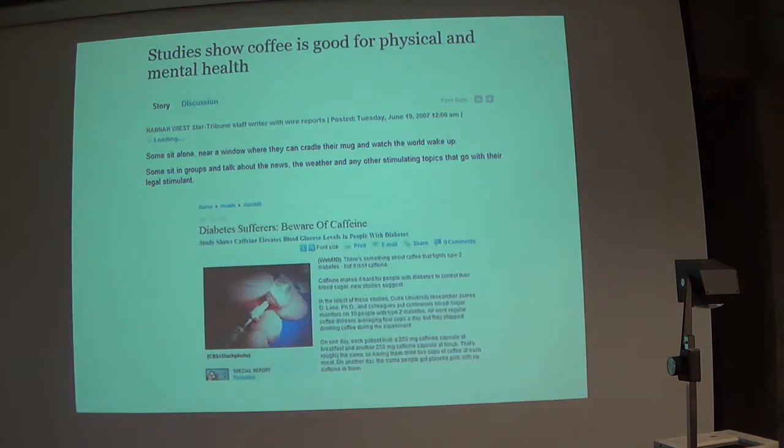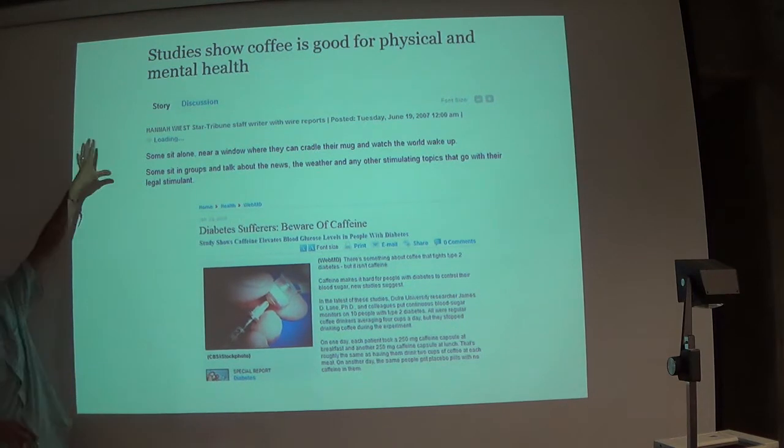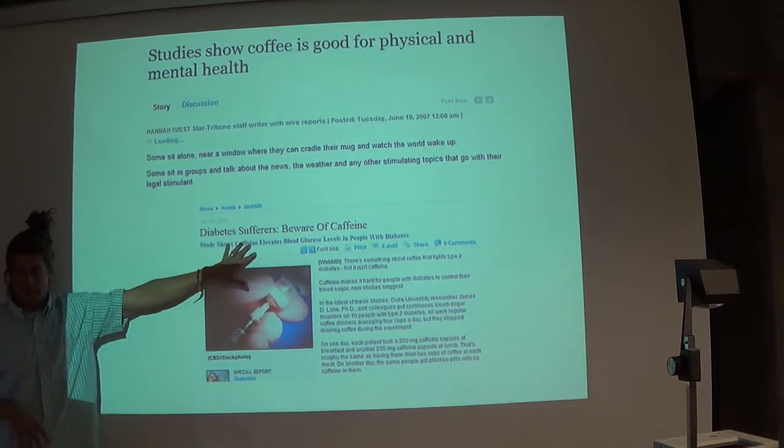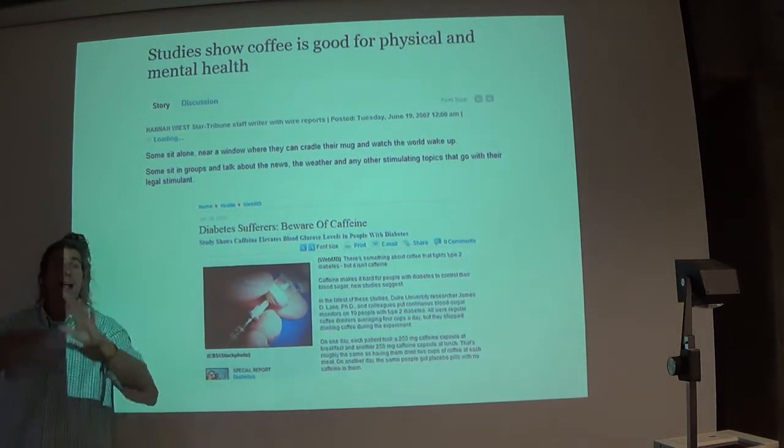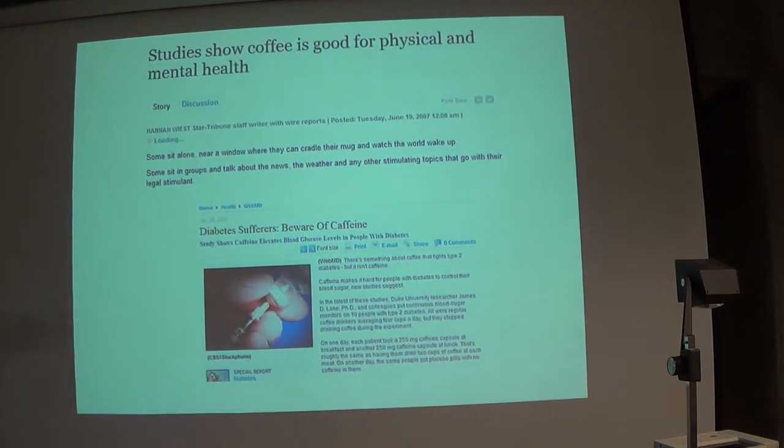Exactly. Who's getting paid for this? Studies show coffee is good. Yeah. Studies show coffee is bad. You see? But the thing is that it's not just good or bad. Good for physical and mental health, bad for diabetes sufferers. So good and bad are a sliding scale, relative. You can't just say good and bad. I'm with you, Kayla. Hell yeah.